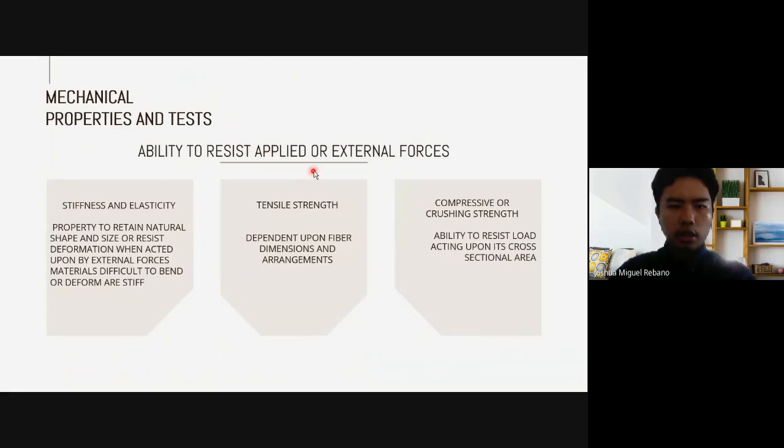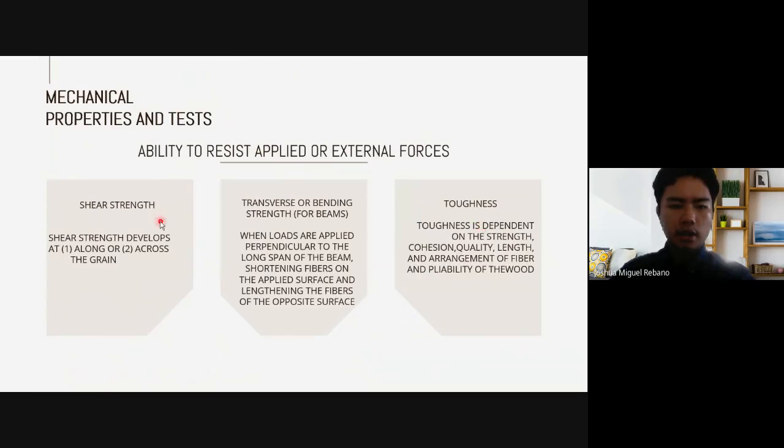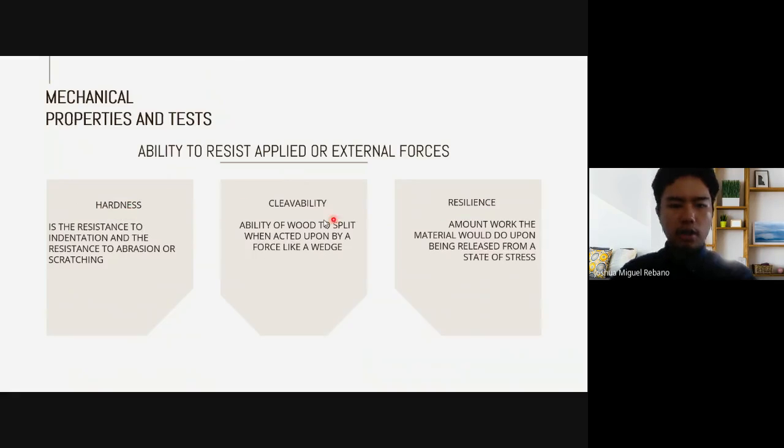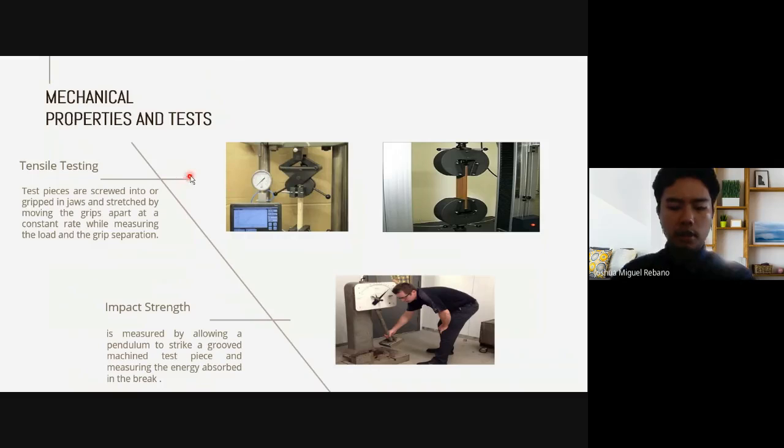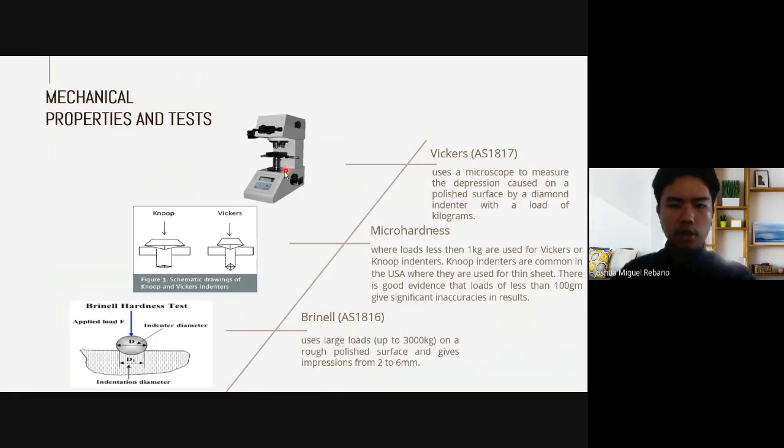So the mechanical properties and tests of wood. Mainly we test them for their stiffness and elasticity, tensile strength, compressive or crushing strength, shear strength, transverse or bending strength for beams, and toughness. And also we have hardness, cleavability, and resilience. So these are the tests of how to test wood. Tensile testing uses screws and grip jaws and stretches the specimen by moving the grips apart. Next, we have impact strength, which uses a pendulum. We also have Vickers, which uses a microscope.